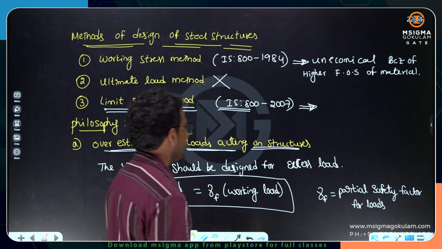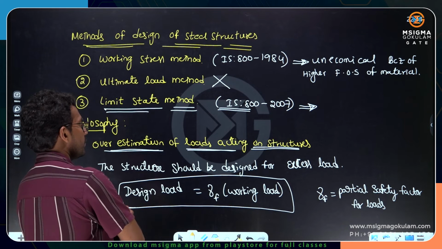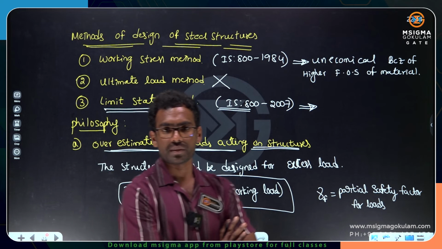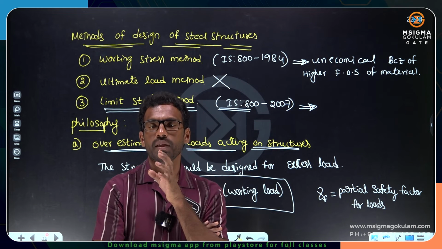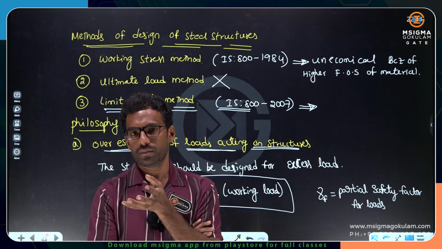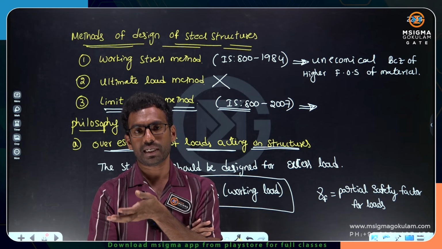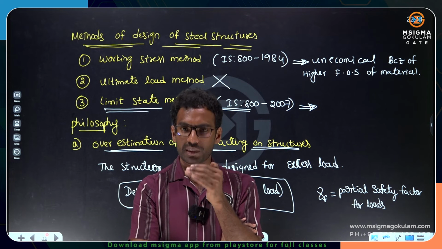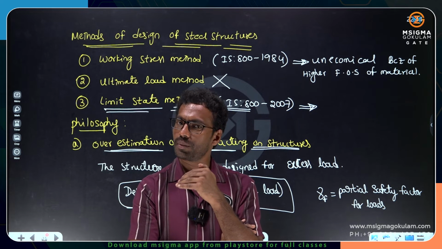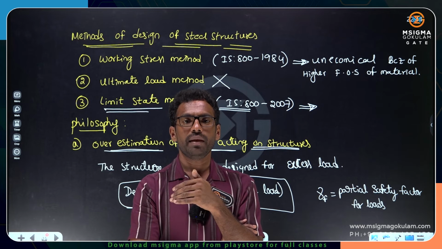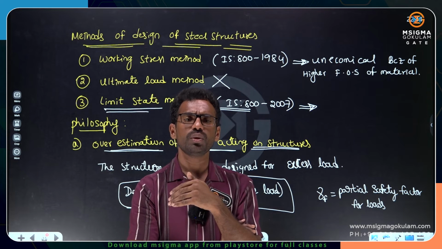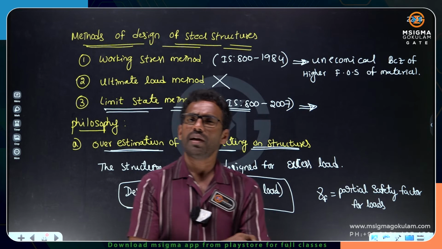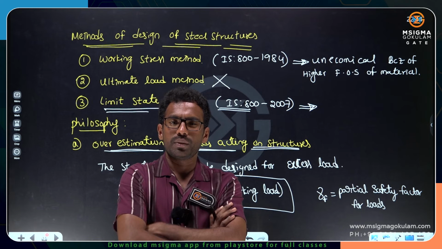This partial safety factor for loads, gamma F, is dependent on load combinations. What kind of loads do we take? We have separate codes for loads acting on structures. IS 875 has parts: part 1, part 2, part 3, part 4, part 5. We have dead load, live load, wind load, snow loads, accidental loads, etc. And for earthquake load, we have IS 1893, a separate code.